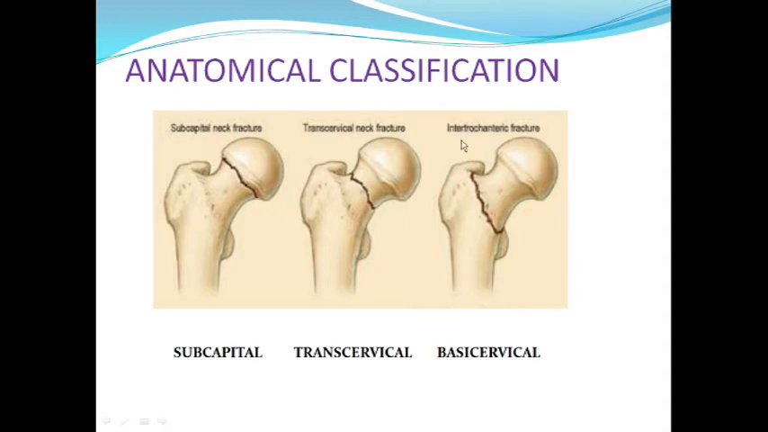Usually the features of these intertrochanteric and basicervical fractures are almost similar, as this comes under extracapsular, or sometimes it can come in intracapsular also. So usually the features of intertrochanteric and basicervical are similar. So sometimes we can say intertrochanteric fracture, sometimes we can say basicervical.